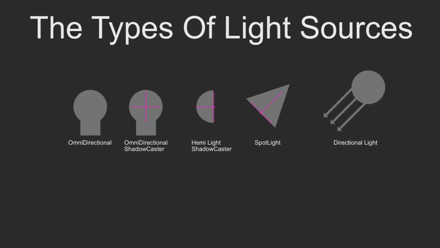Well, I'm first going to discuss the different types of lights. First, we have our omnidirectional lights and the equivalent shadowcaster version of it. And we have a hemi light, which only has a shadowcaster, a spotlight, and a directional light.